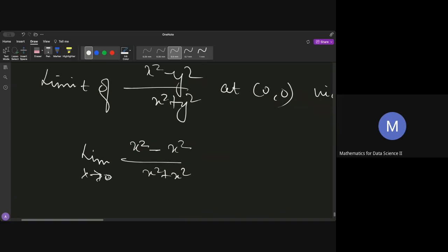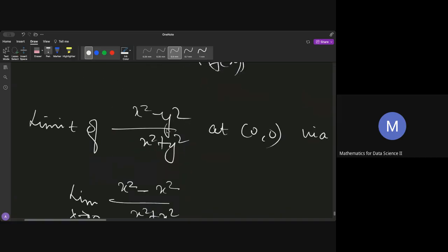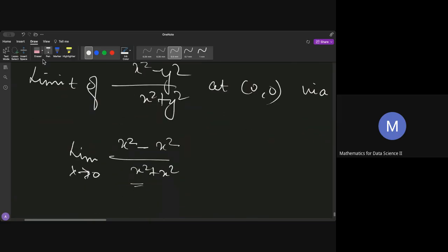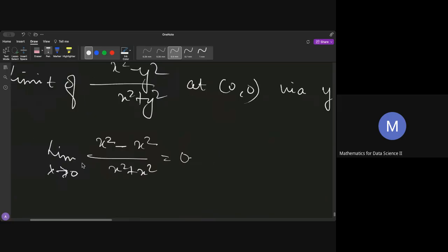That's what I was saying, that when you have y in terms of x in this expression, everything will be in terms of x. So this becomes the limit of a one variable function, right? And this is, by the way, just 0. So the limit is 0. Via this curve, y equals x, your limit is 0, right?